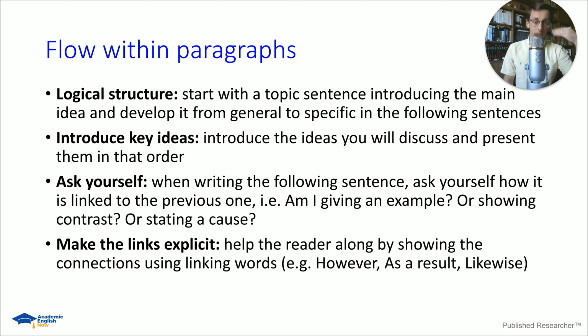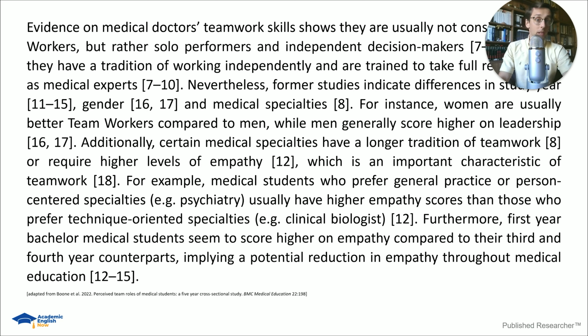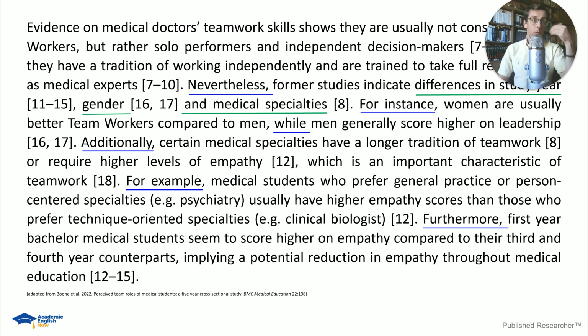And then you want to make the links explicit. You want to help the reader along by showing them connections between your ideas using linking words. There will be other ways of showing those connections, which I'm going to discuss in a second, but linking words is the easiest way, I think, of doing that. So let's take a look at our model paragraph and see how this is done. Again, we've got the key ideas introduced in here, which are then discussed in the paragraph. And then there are a lot of linking words here, like nevertheless, for instance, while, additionally, for example, furthermore. And this really helps build flow within the paragraph.